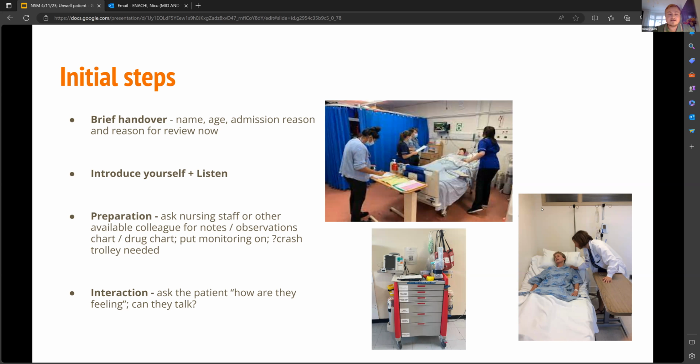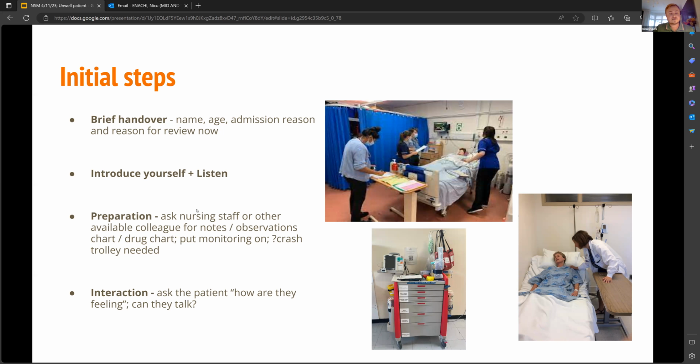Okay, what's the problem? Who's this patient? We seem to be fixated on age a lot of the time, and it just gets on with their name and age. It's always at the beginning of any handover. Why the patient is in the hospital, and why do I really need to review this patient right now? What's the concern? Make sure that obviously you make yourself known, who you are, and you listen, because the following information will be very helpful actually.